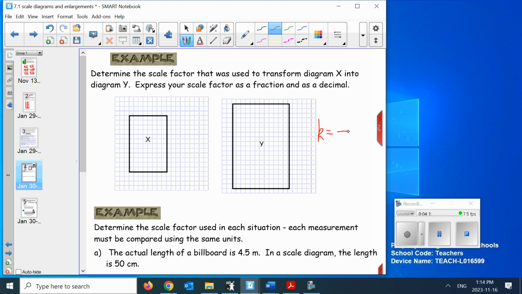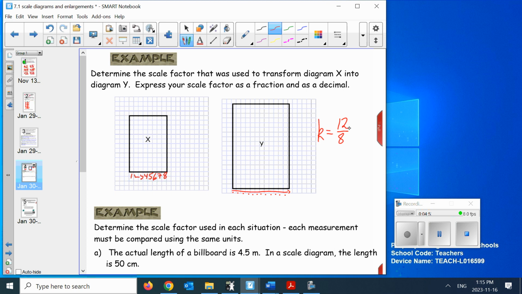Now, if I look, I'm going to go with the width, the short side. There's 1, 2, 3, 4, 5, 6, 7, 8 on here, right? If I count this, 1, 2, 3, 4, 5, 6, 7, 8, 9, 10, 11, 12. I'm going to put 8 squares on the bottom is matched to 12. You notice how I use the same type of matching sides?